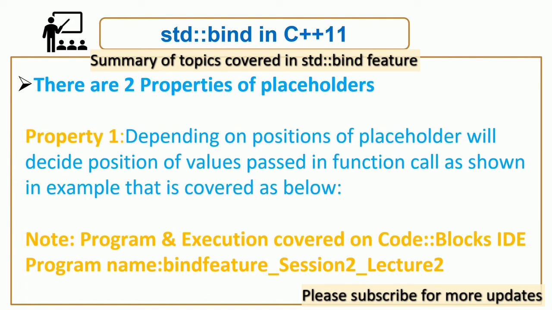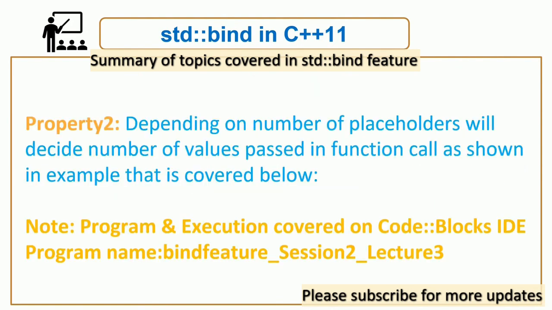Property 1, we have understood, and we have seen the program executed to understand property 1. Then we have also seen property 2, and we have executed the program to understand property 2. So this is all for the bind feature, and now we will be seeing in the next session the different new features of C++11.